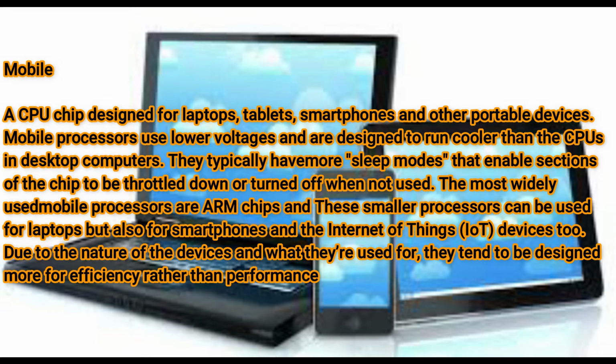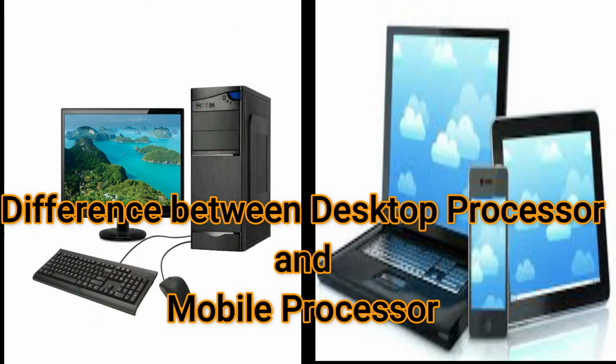Due to the nature of the devices and what they're used for, they tend to be designed more for efficiency rather than performance. Difference between desktop processor and mobile processor. The main difference between mobile CPU and desktop CPU is that the mobile CPU works with the reduced instruction set computing (RISC) system, but the desktop or computer CPU works with the complex instruction set computing (CISC) system. In this article, you will find other important differences between mobile processor and computer processor in detailed explanation. So let's discuss mobile CPU vs desktop CPU.